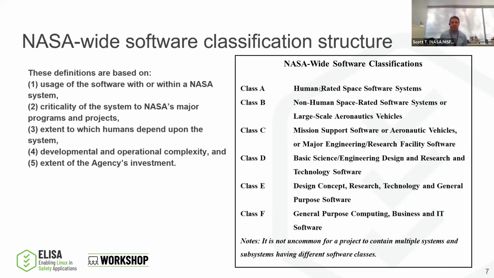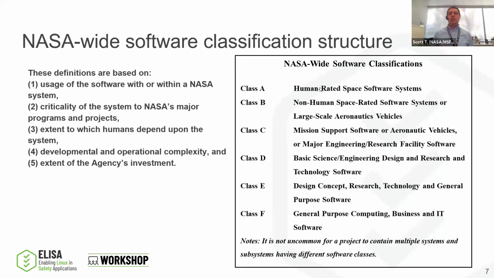Class D is our basic science and engineering design and research software. So that's probably what most people are going to be writing, sitting at their desktops. Then we have Class E, which is your prototyping software. This is where you're just checking things out. You have a small group of people. It's not a big deal. So again, we'll have fewer requirements.